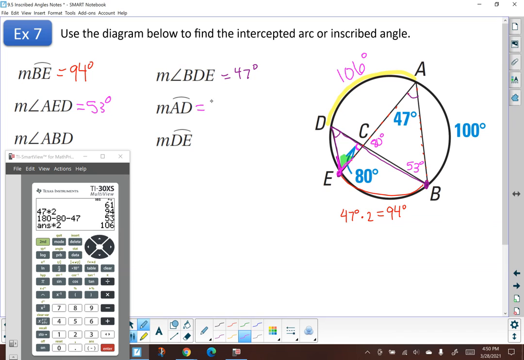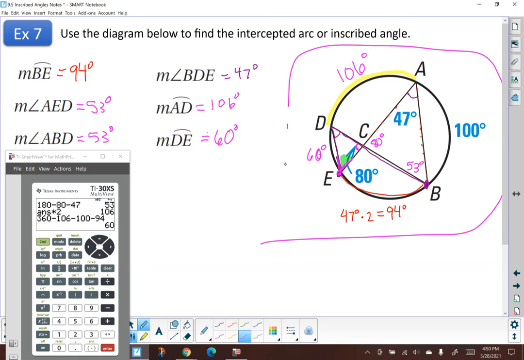We've already found arc AD, that's 106. Angle ABD, we already have on our diagram as well, it's 53 degrees. And the last one is arc DE. Well, we have all the other arcs in the circle, so we can just start with 360 and subtract the other arcs that we know, subtract the 106, the 100, and the 94 to get that this is a 60-degree arc.